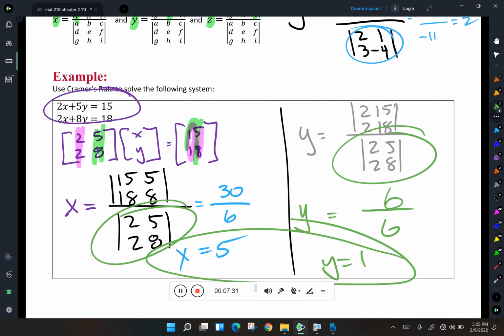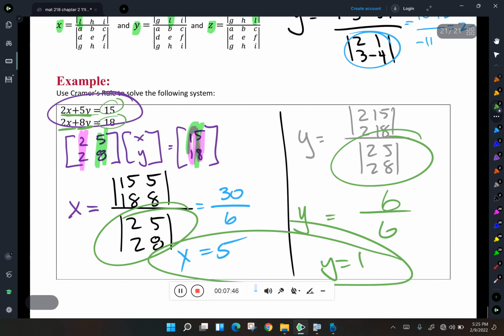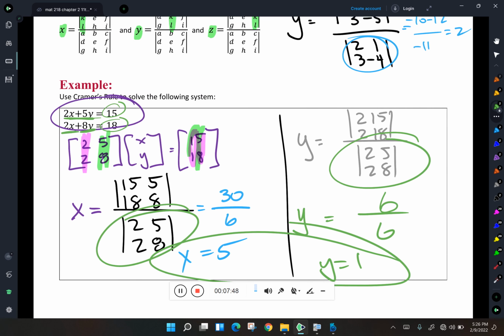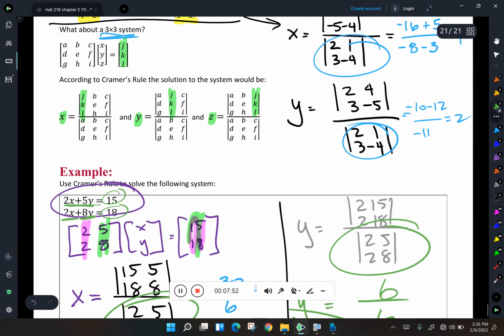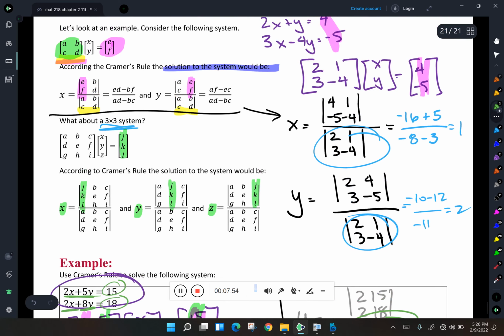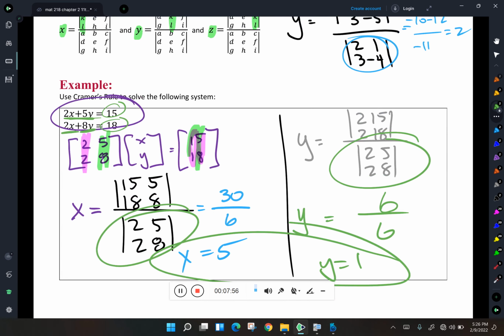And if I wanted to, I could check my work. 2 times 5 is 10, 5 times 1 is 5, that adds up to 15. 2 times 5 is 10, 8 times 1 is 8, that adds up to 18. It does work. Okay. Now, Cramer's rule is a technique for finding solutions for a system using determinants. Nothing more, nothing less.